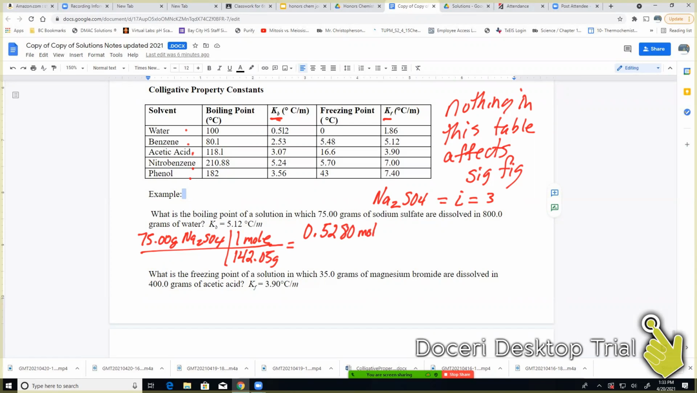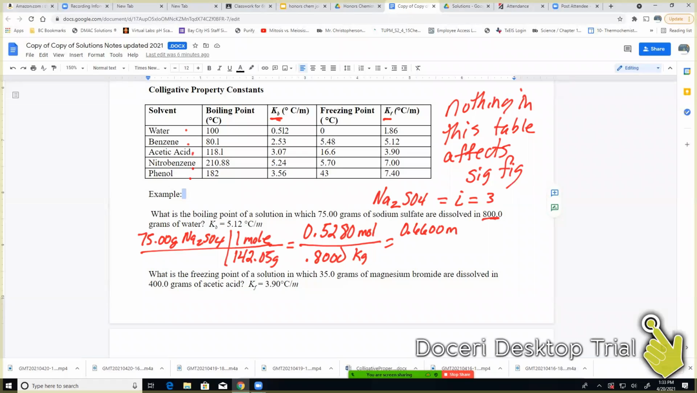So molality is moles of solute, which is what I have, per kilogram of solvent. So I have 800 grams, which is the same thing as 0.8000 kilograms, which is right here. So whenever I take my top number, divide by my bottom number, I get 0.6600 little m.